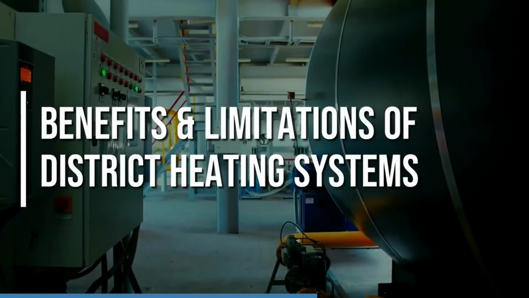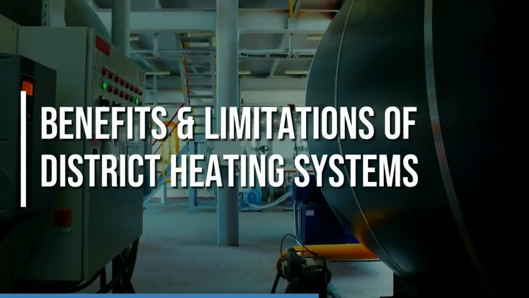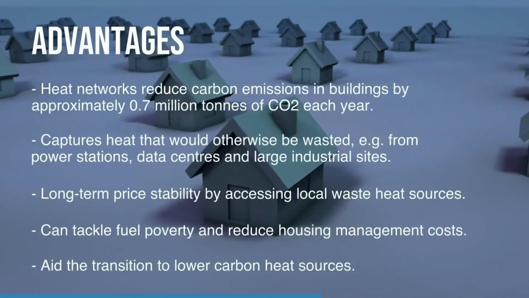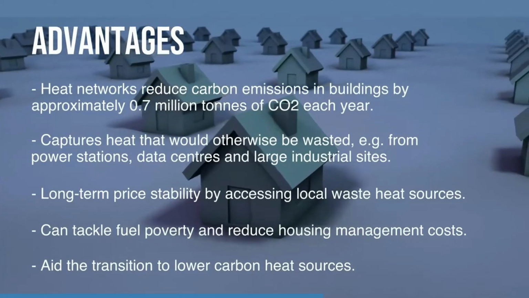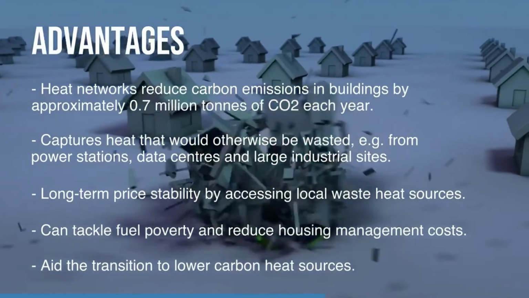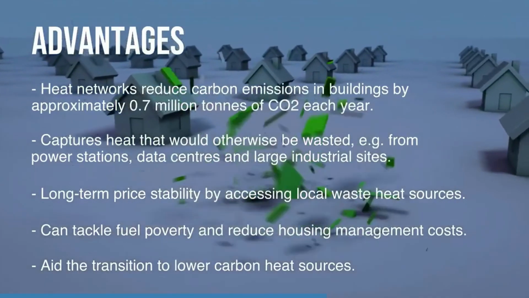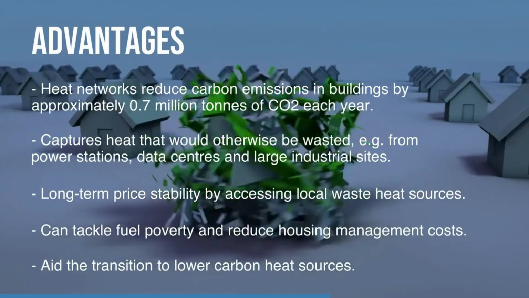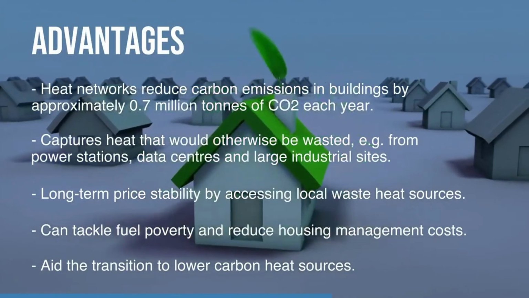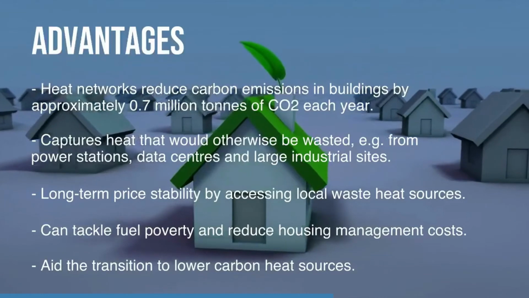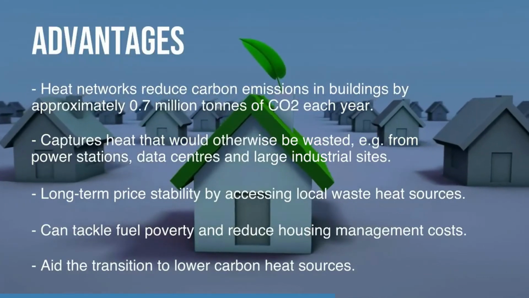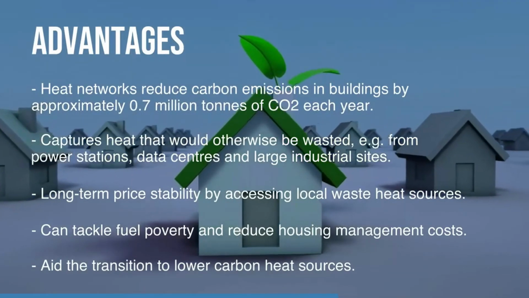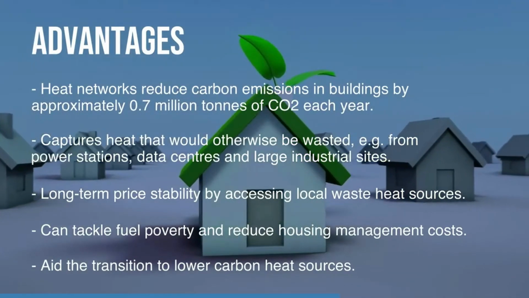Benefits and limitations of district heating systems. Advantages. Heat networks reduce carbon emissions in buildings by approximately 0.7 million tons of CO2 each year. Captures heat that would otherwise be wasted, for example from power stations, data centers and large industrial sites. Long-term price stability by accessing local waste heat sources. Can tackle fuel poverty and reduce housing management costs. Aid the transition to lower carbon heat sources.